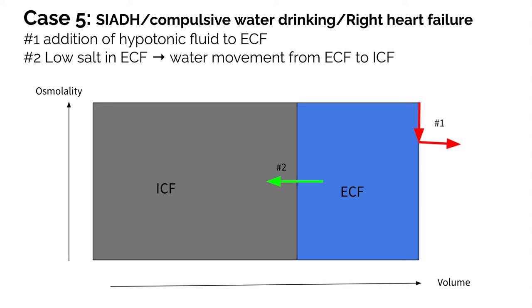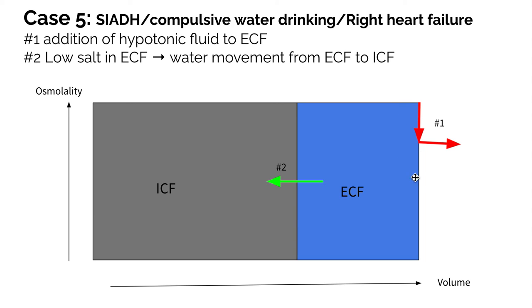Or someone's just compulsively drinking a lot of water. Or there is some right heart failure and you're holding on to a lot of that fluid. So what's going on here, okay? It's almost like a fluid overload, a lot of a water overload. So what happens when there's addition of hypotonic fluid to the ECF? That's going to really dilute the ECF. So the concentration of the ECF will go down and it will expand because it's holding a lot of water, but it's also diluting the solutes, so the osmolality goes down.